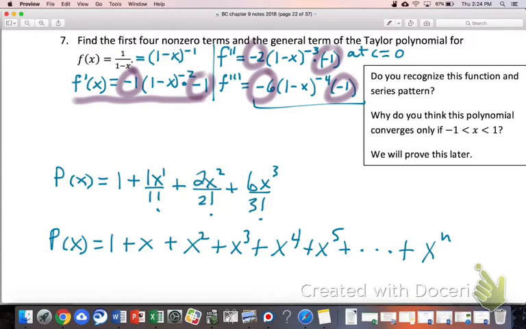Any thoughts on those questions? Do you recognize this function and series pattern? We'll start off with that one. So the truth is, I'll put it like this. This pattern is definitely rattling around in your brain somewhere because you have absolutely seen this before. Not quite in this context or this form, but you've definitely seen it. You did it at the beginning of the unit. Yes. For the n series. It is at the beginning of the unit.